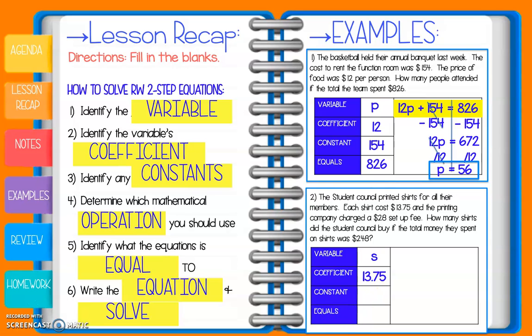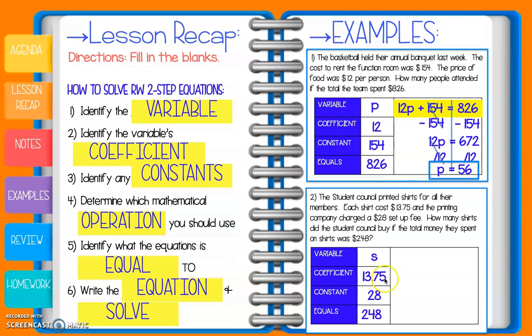Now we're looking for a constant. Is there anything that we're going to be charged no matter what? And we see that there's a $28 setup fee. That's going to be our constant. We're going to have to add that on no matter if we print one shirt or if we print 75 shirts. Okay. Now, it says their total was $248. So we're going to set our equation equal to $248.